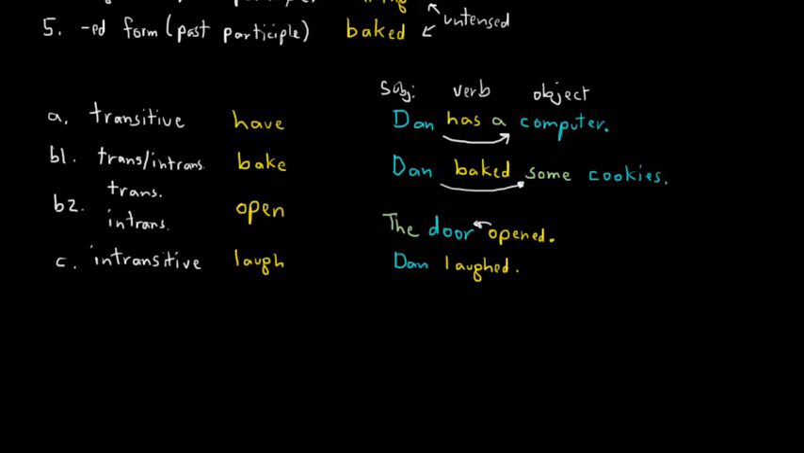Now, let's have Dan stand up again, and we'll use it transitively. Dan opened the door. Now we'll make door the object, and it's what Dan is opening, or what Dan opened, past tense. So in this definition, what's being opened is the door.